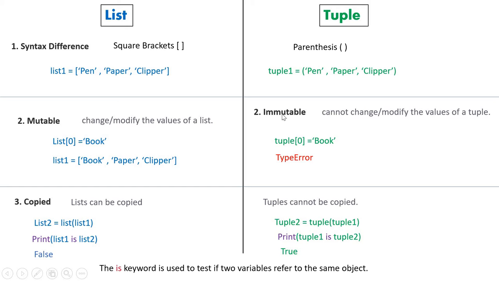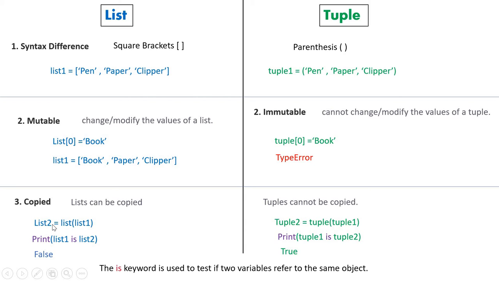But in case of a tuple, you cannot change or modify the value of a tuple. And if you try to access the index number and give a new value, it will give you an error, right? Okay, so the next difference is copying. A list can be copied. Copying means if you are creating a new list and you want all the elements from the previous list to be copied into the new list, that is possible with a list.